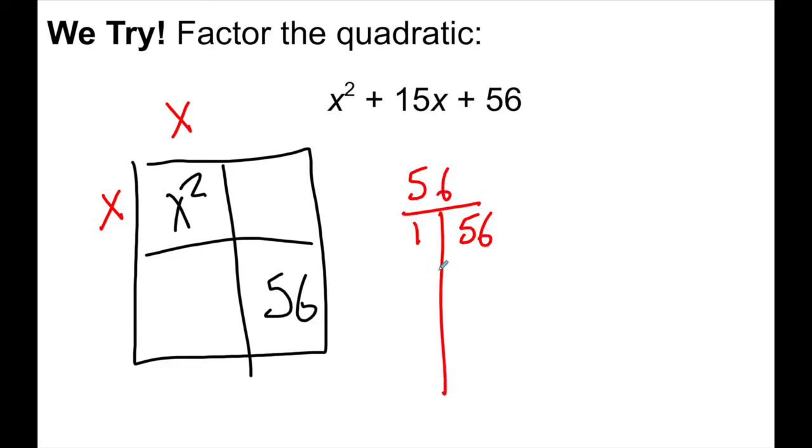So I have 1 and 56. 2, and half of 56 is 28. 3 doesn't go into 56, and I know that because if I add up the digits, 5 and 6, I get 11, and that's not a multiple of 3. 4 does go into 56. 4 goes into 56 14 times. Okay, because you know what I did? I took a 2 out of 28, made it 4, right? 4 times 14 is the same as 2 times 28.